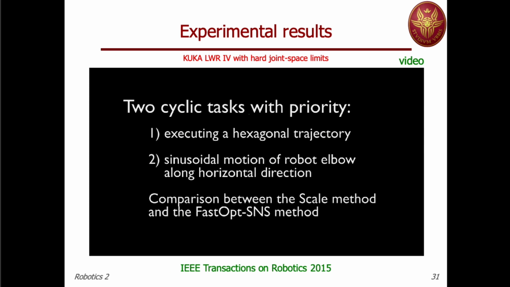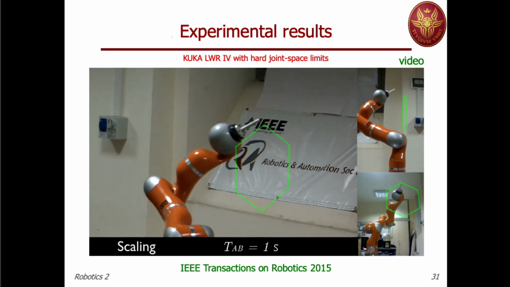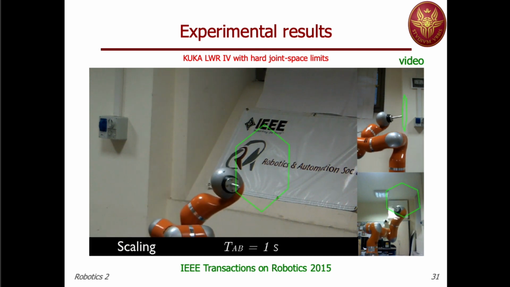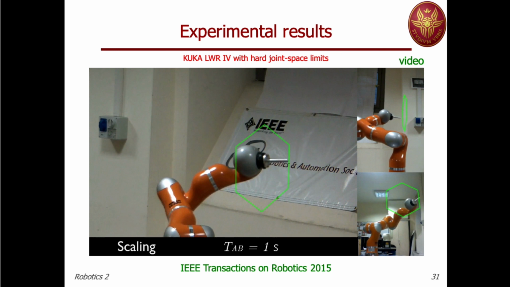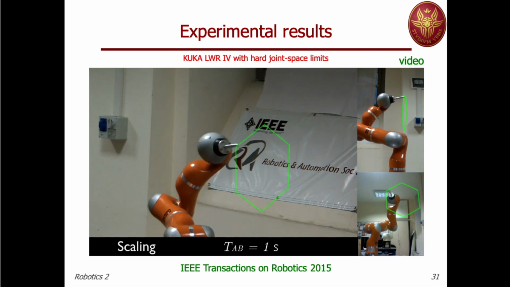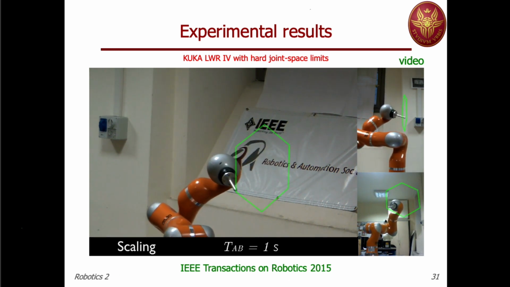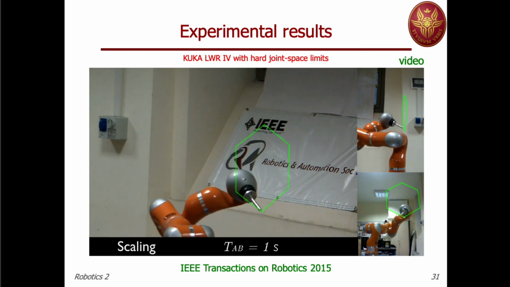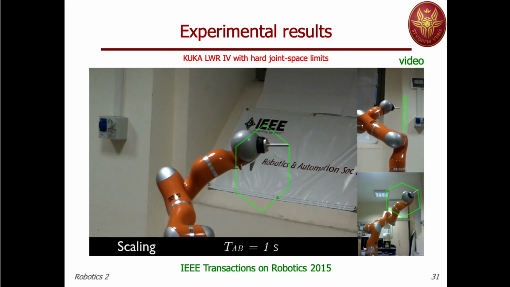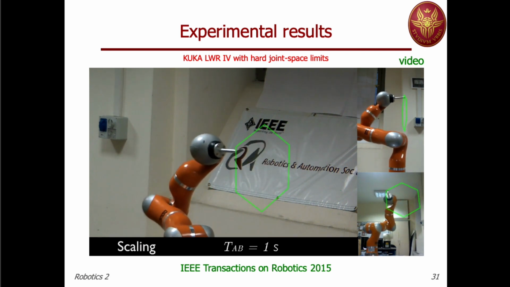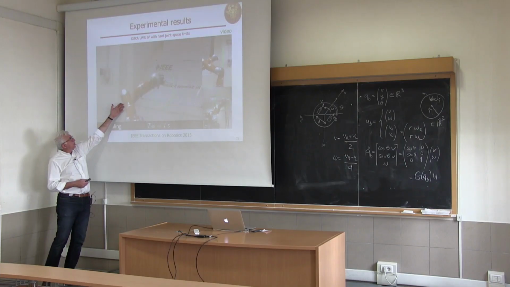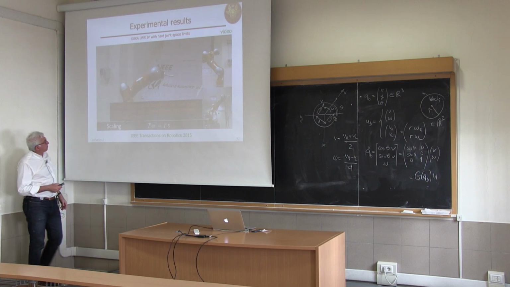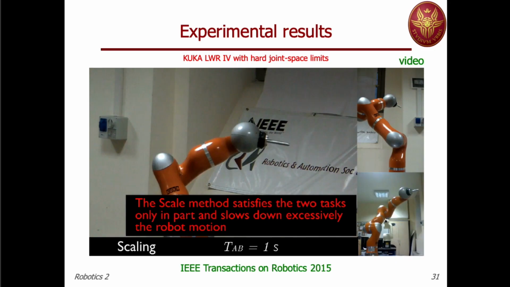And now a second situation, which is maybe harder to visualize. We still have to do the task, but at the same time we have a secondary task with the elbow. The elbow should perform a sinusoidal motion, okay? And here, again, you see that more time is needed with simple scaling, with 1 second. And also, the motion at the joint level is only partly executed correctly.